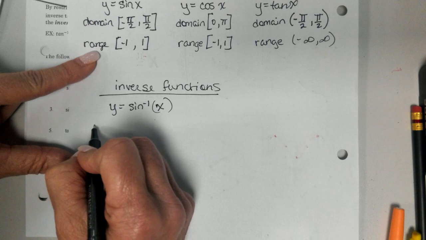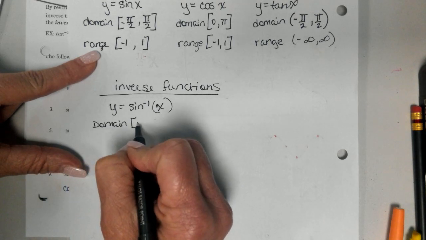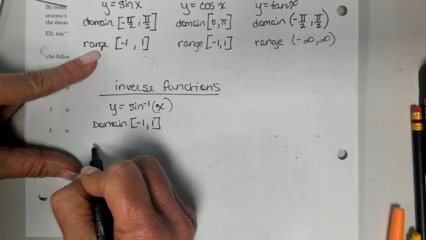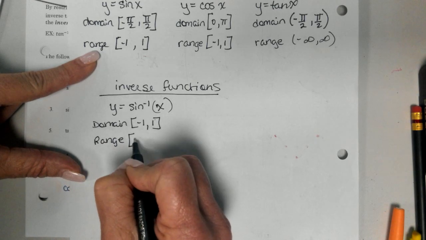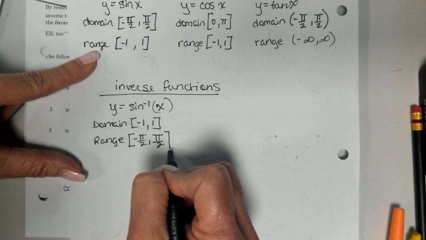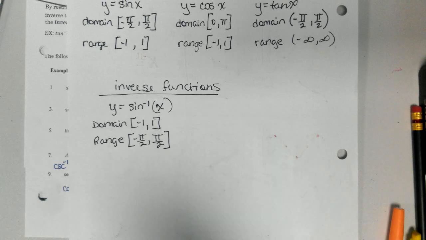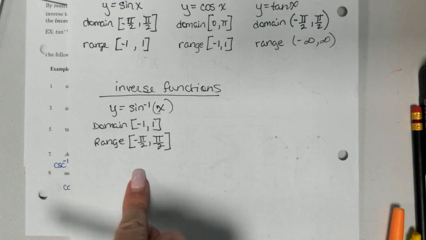So now my domain for my inverse is negative 1 to positive 1, and my range is negative pi over 2 to positive pi over 2. Those are my outputs. Because when you're doing the inverse, you're looking for the angle. That's what you're trying to find. So the angle is going to be the output.